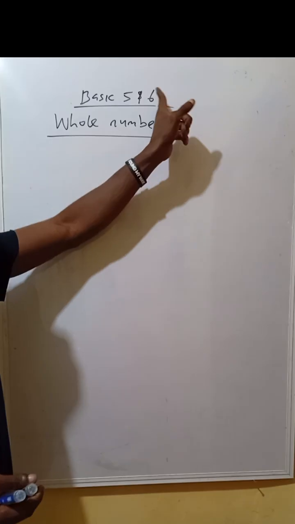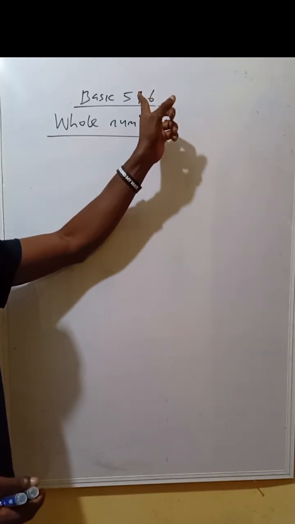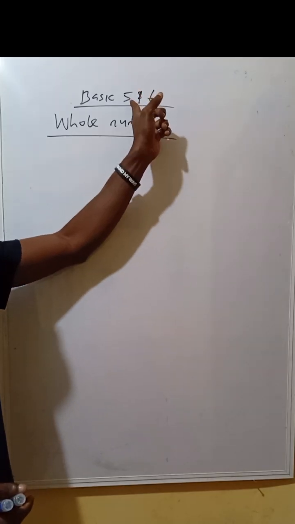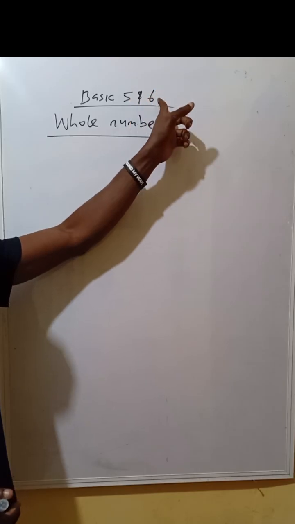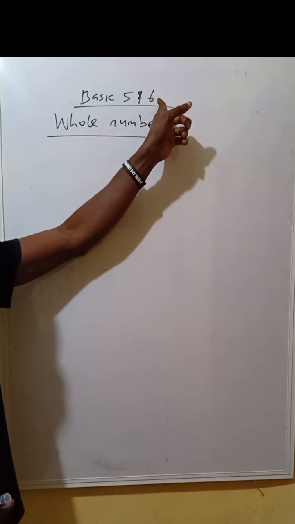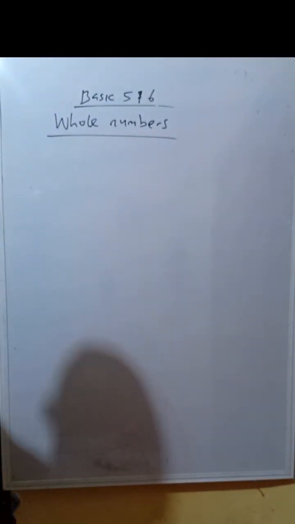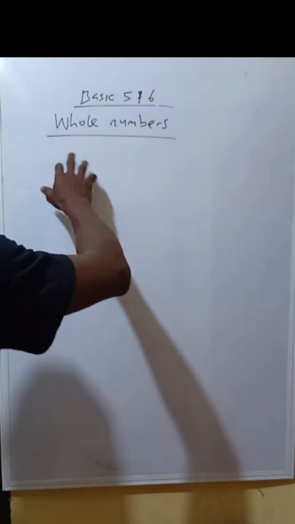If you're in basic 6, it means that you've gone to basic 5. But if your school does not have basic 6, it means that you would assume that you are learning what those in basic 6 are supposed to be learning. Now, let's continue. Whole numbers.